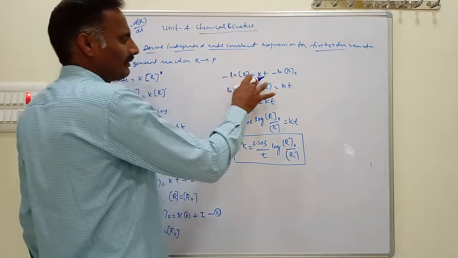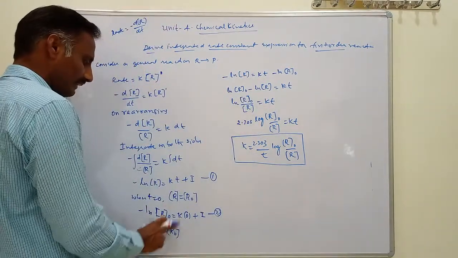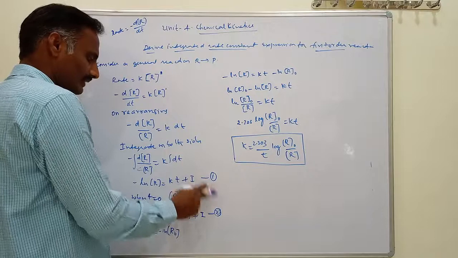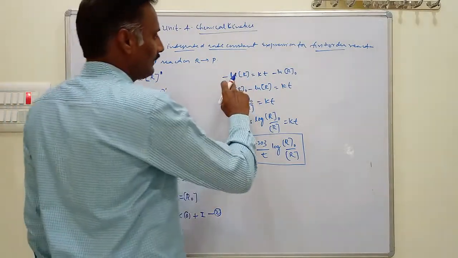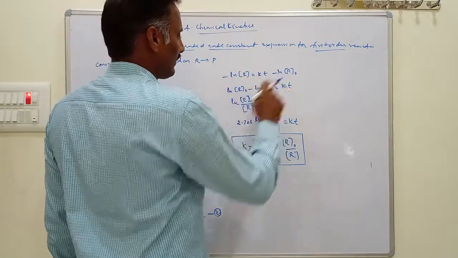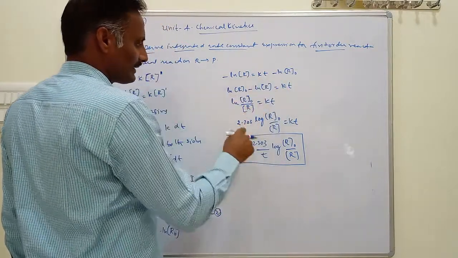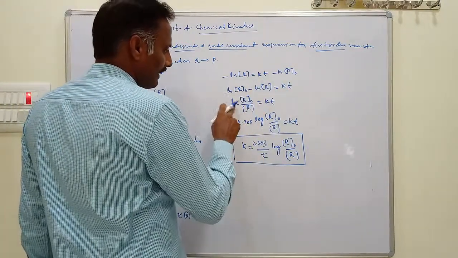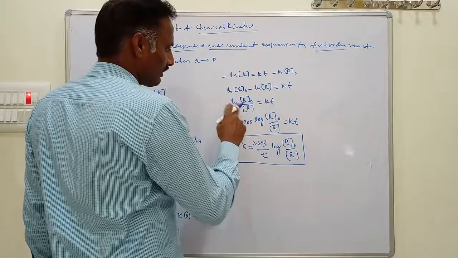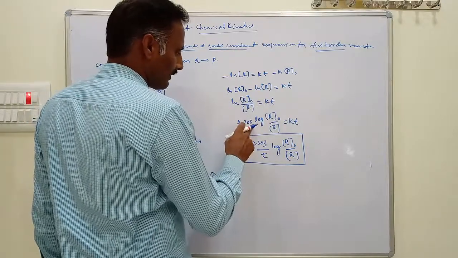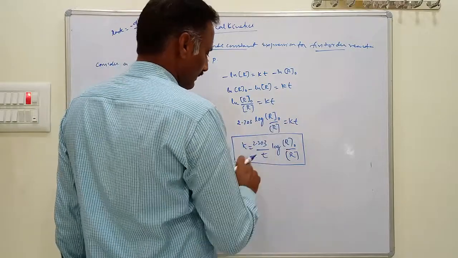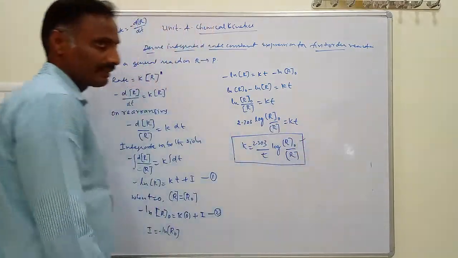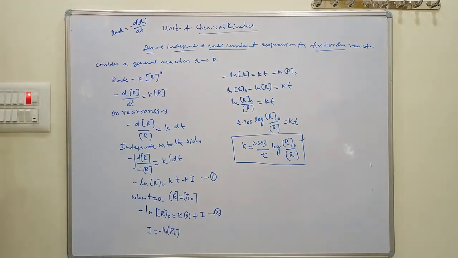Minus ln r equals kt plus I, this is equation 1, and I equals minus ln r naught is equation 2. Put the value of I in equation 1, and we get ln r equals kt minus ln r naught, or on interchanging, ln r naught by r equals kt. Here you convert ln into log form by multiplying by 2.303, and you get 2.303 log r naught by r equals kt. This is called the integrated rate constant expression for first order reactions.